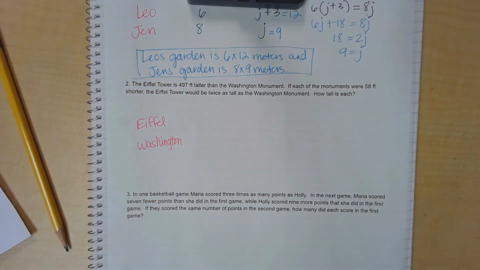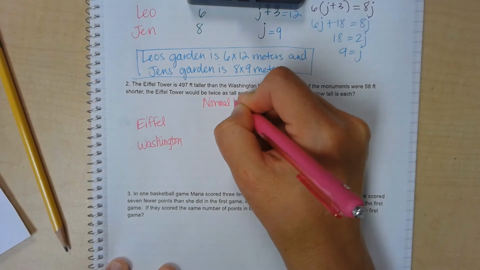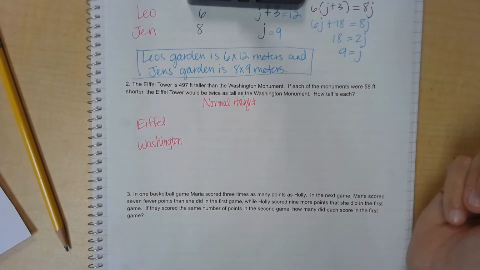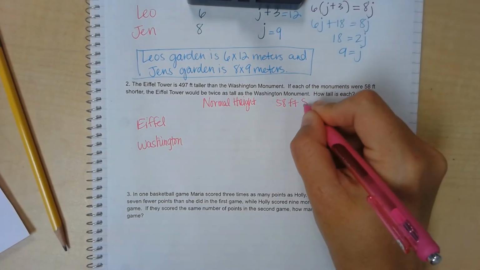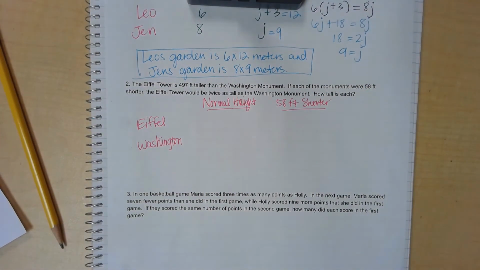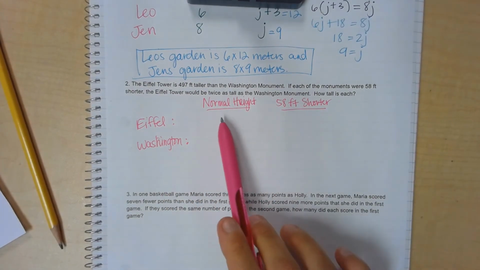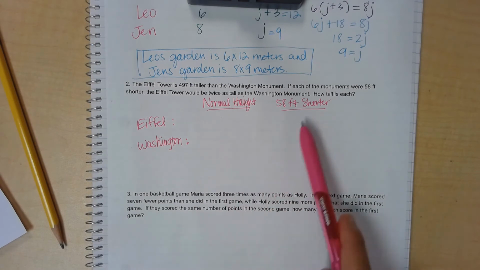Okay? And then we're talking about two different situations as well. We're talking about their normal heights, and we're also talking about if they were both 58 feet shorter. Okay? So what I want you guys to do right now is try and come up with the expressions that would be filled in those four spots. So pause right here and fill in the expressions that would go right there.